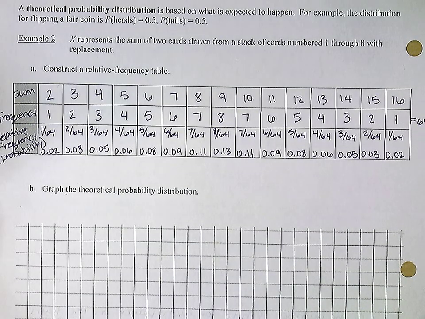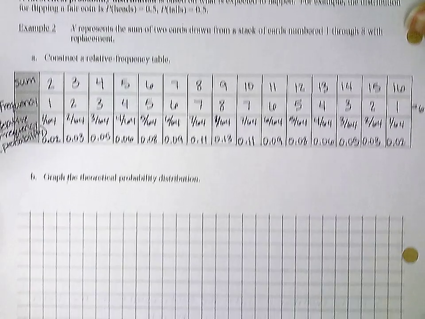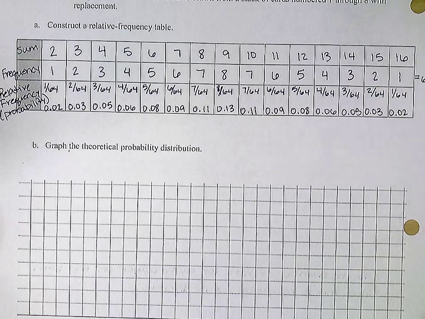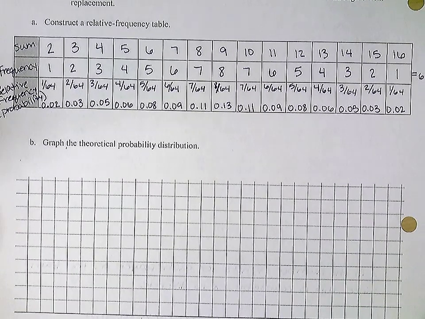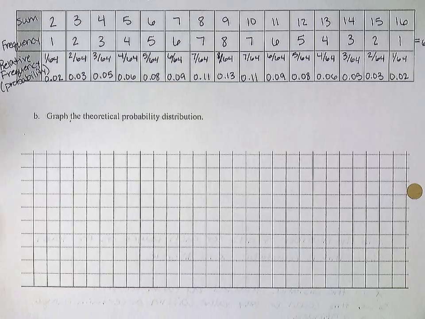Okay, so again, we are just finding the probability of each of these different sums when I'm drawing a random card with replacement. It would be a little bit different if I didn't replace it, so keep that in mind. Next, after we create this relative frequency table, we can graph the theoretical probability distribution. So we just have to use our random variable x, which is just the sums, and then the probability is your y-axis along this table.